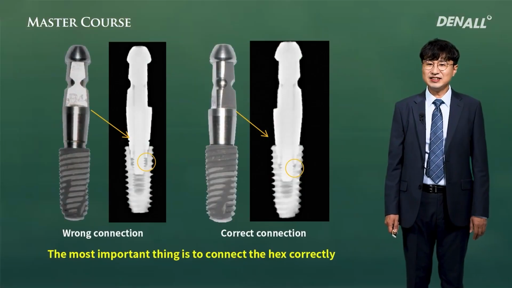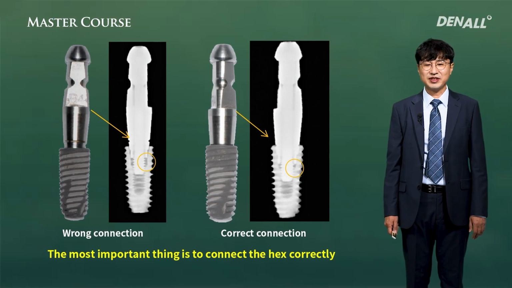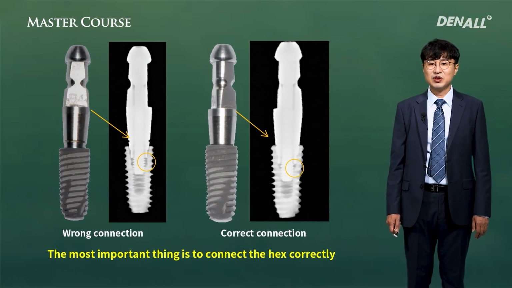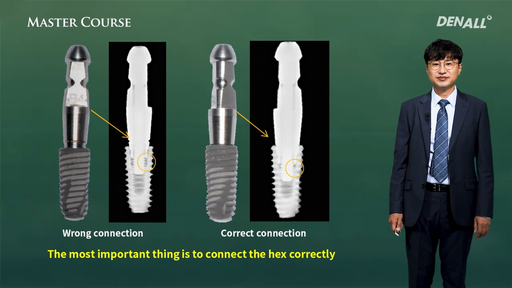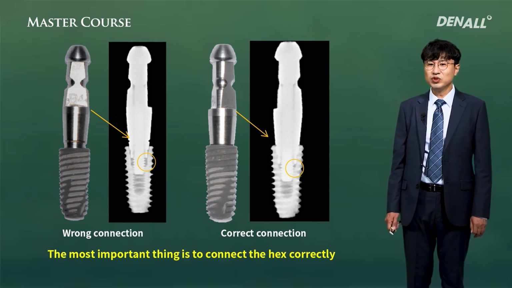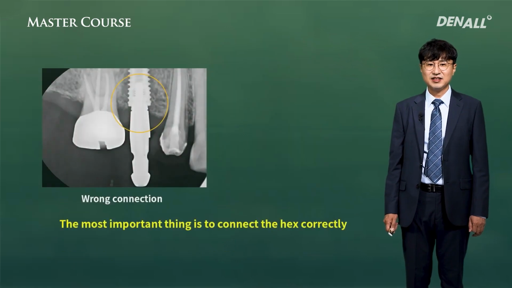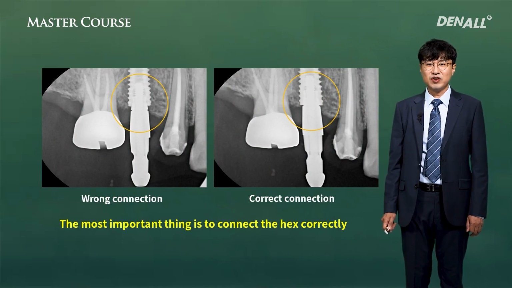So in using impression coping, the common mistake that results in big error is not connecting hex correctly. So using X-ray through experience and through feeling you have in screwing, please connect the hex correctly, because if you don't do this right, everything will go wrong. So it's very important. So please see what is wrong connection and correct connection. I hope you can now distinguish between the two.